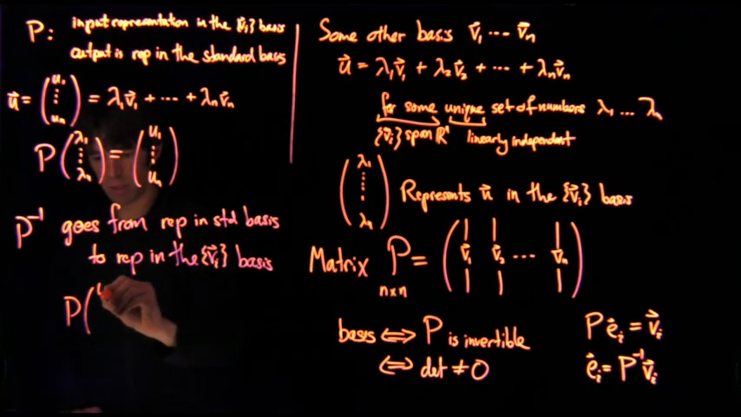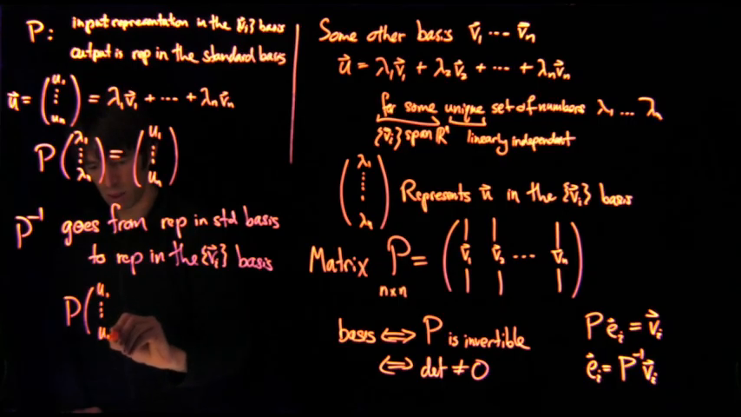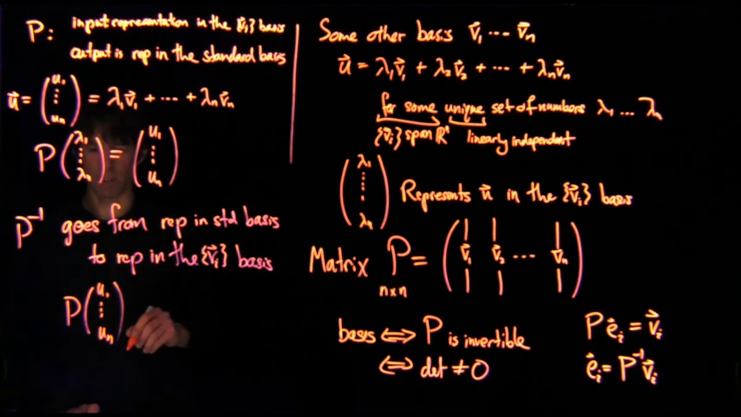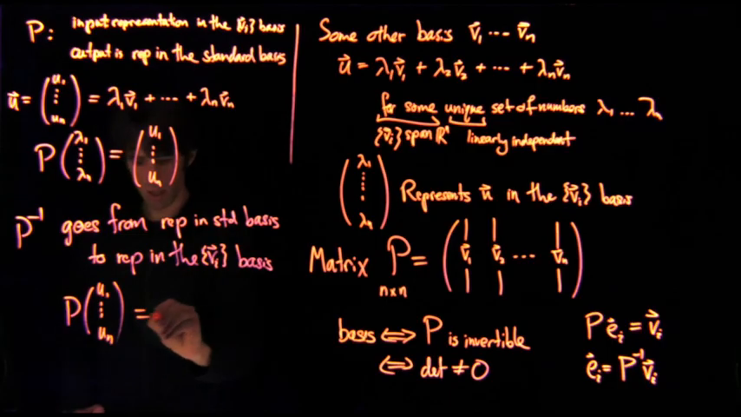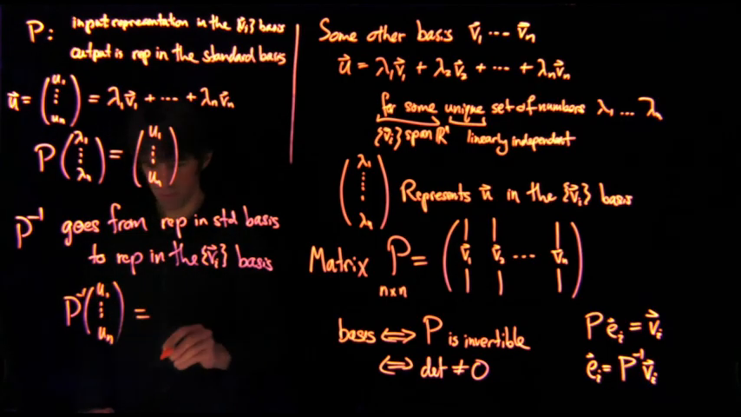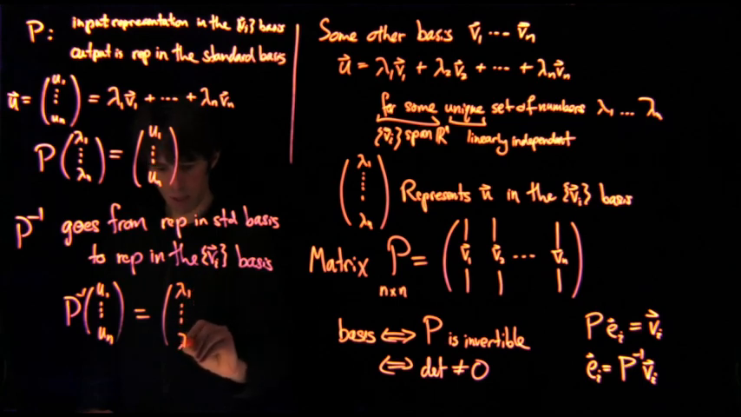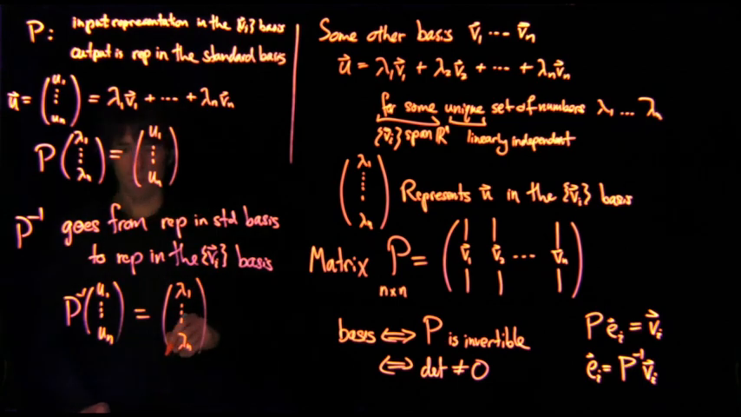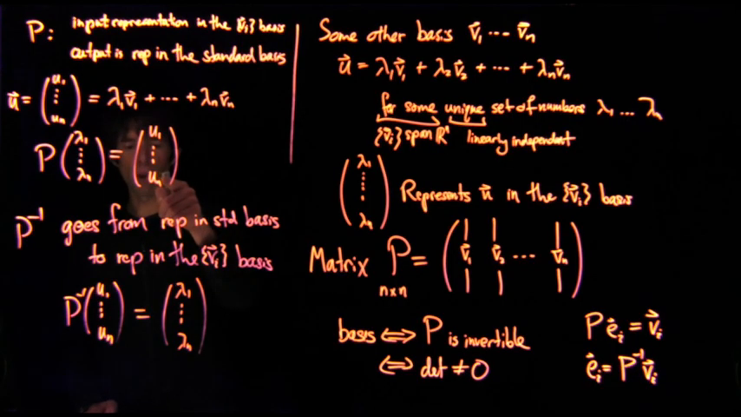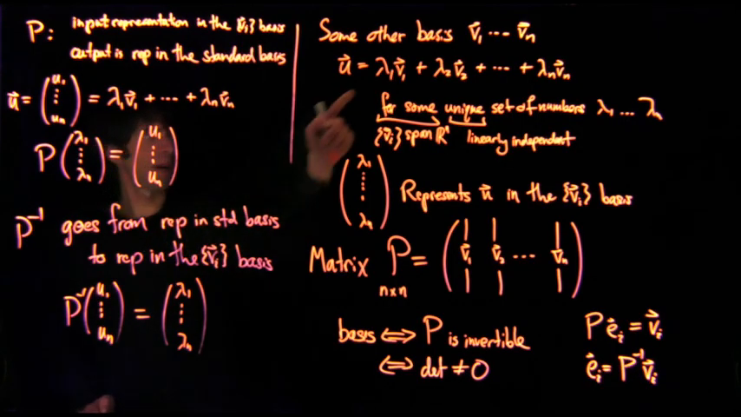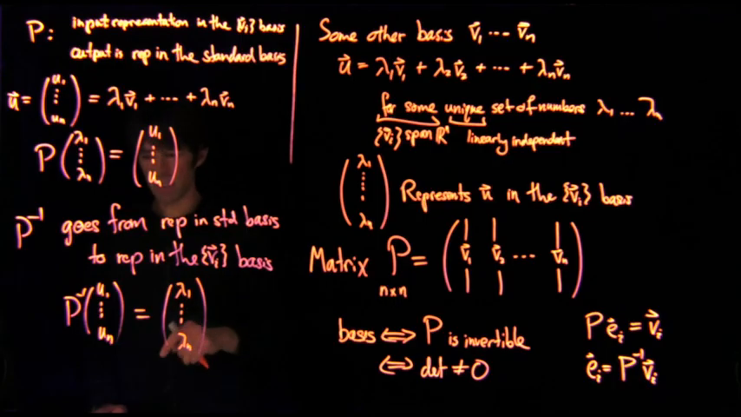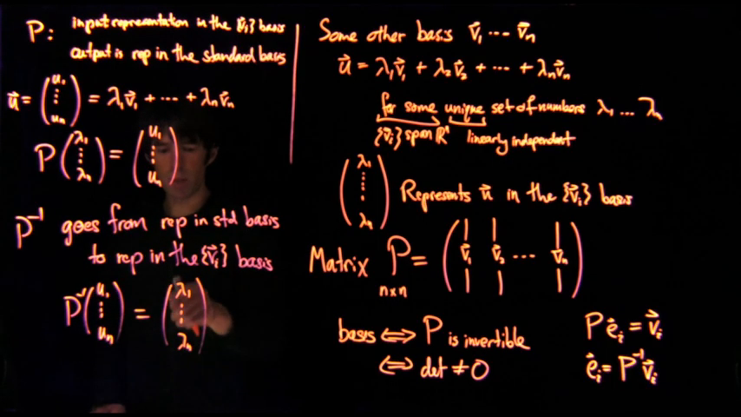So P inverse times the vector of components of this vector u in the standard basis gives us the representation, the coefficients in the v basis. So if I have a vector u and I want to know how to write it with respect to this basis of v's, I just multiply by this inverse matrix, P inverse, and that will tell me the coefficients that I need to use. Let's look at an example here.